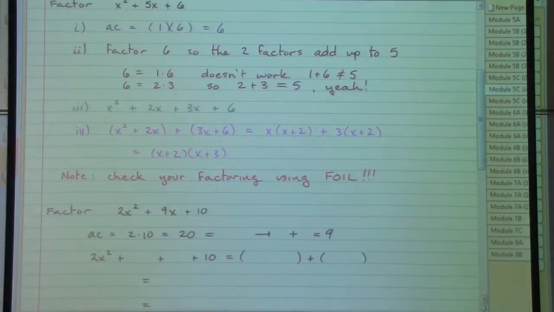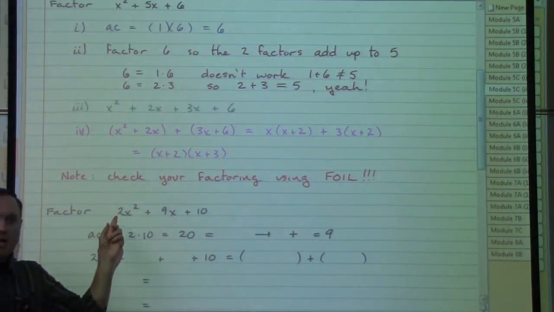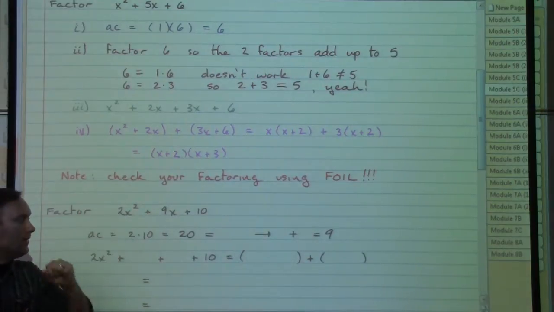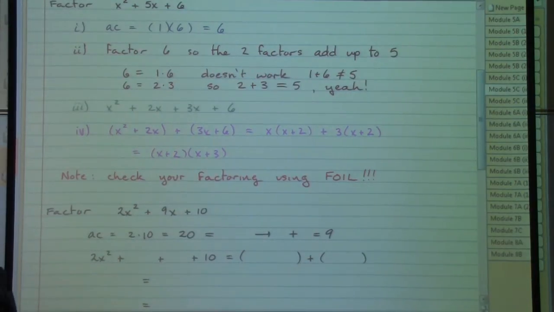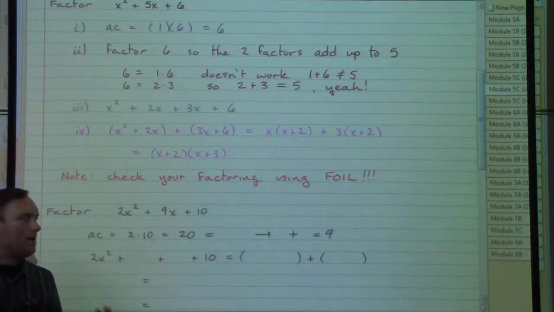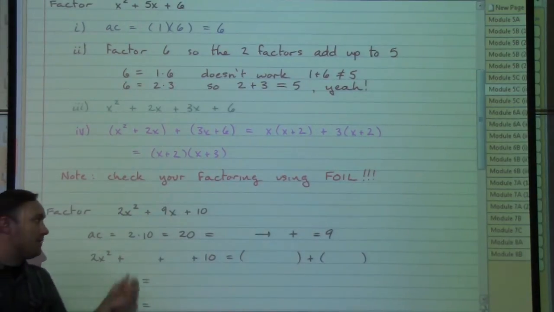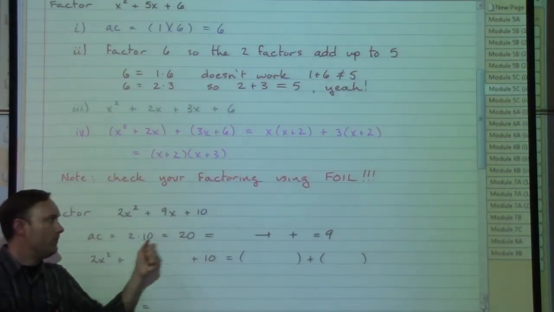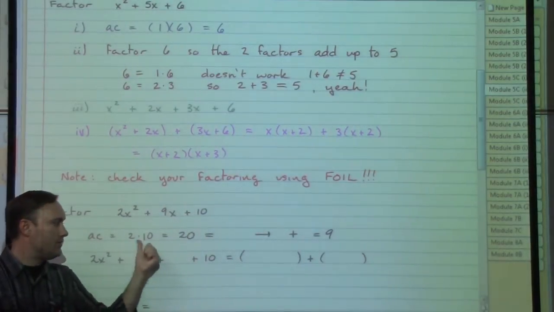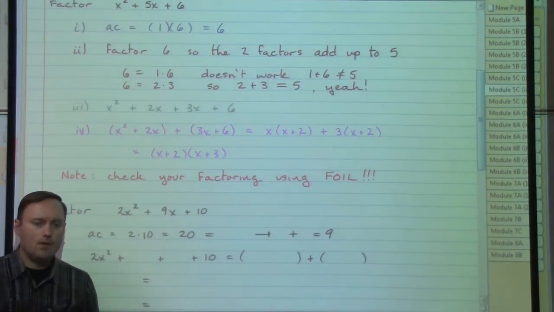To look at another example here, let's consider something that starts out with a number other than 1. So in this particular problem, we start by finding the a and the c and multiplying them together. The a is a 2, the c is a positive 10. 2 times 10 gives me 20.